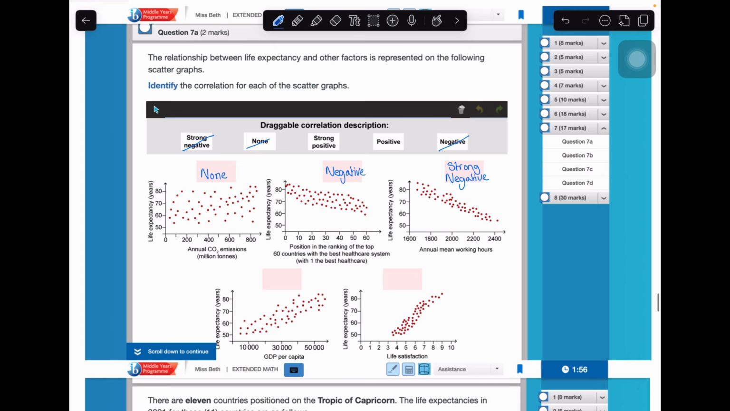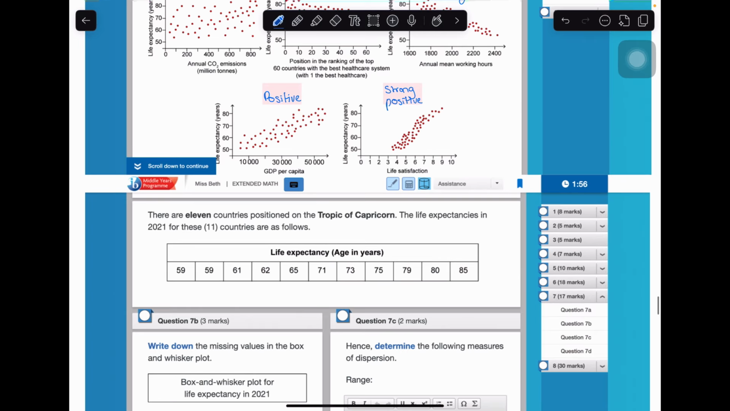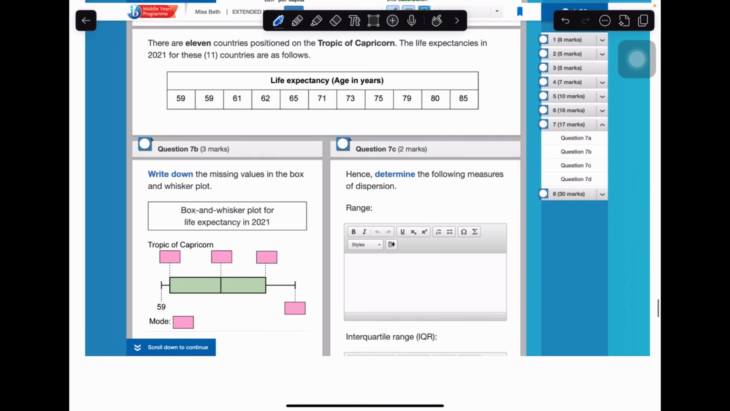Then on to the last two, similar sort of thought train. So I have strong positive as the last one, and then just positive for this one here. There are 11 countries positioned on the Tropic of Capricorn. The life expectancies in 2021 for these 11 countries are as follows. Write down the missing values in the box and whisker plot.